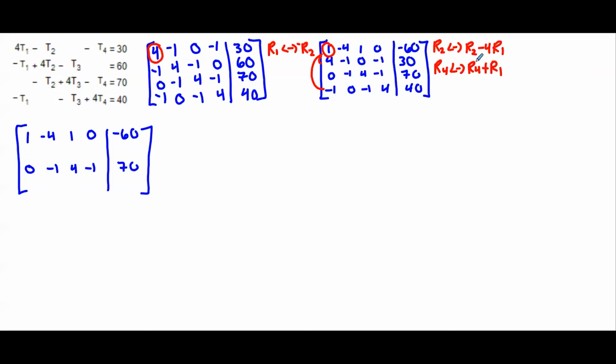So -4 row 1 plus row 2. So it'll be 4 minus 4 is 0. -1 plus 16, it's going to be 15. 0 minus 4, -4. -1 minus 0, so it'll be -1. And I've got 30 plus 4 times 60. 4 times 60 is 240. So 30 plus 240, that'd be 270.